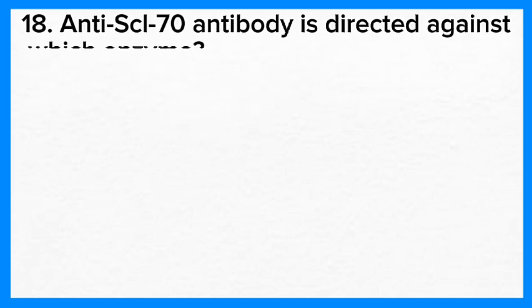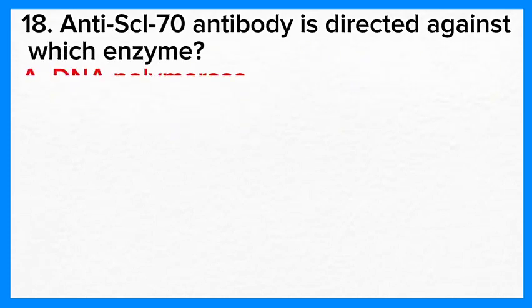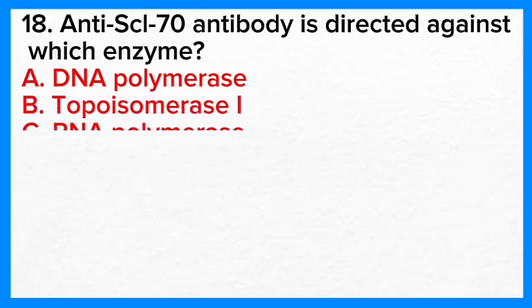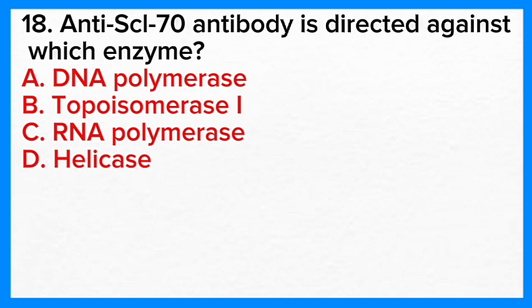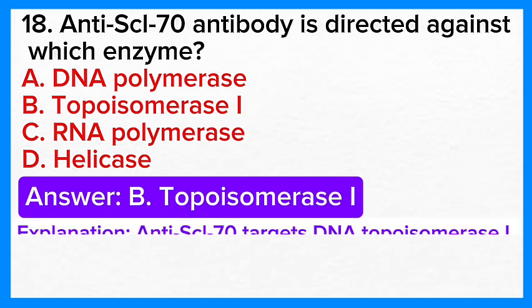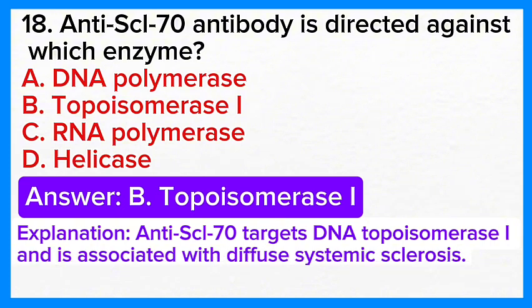18. Anti-Scl-70 antibody is directed against which enzyme? A. DNA polymerase, B. Topoisomerase I, C. RNA polymerase, D. Helicase. Answer: B. Topoisomerase I. Explanation: anti-Scl-70 targets DNA topoisomerase I and is associated with diffuse systemic sclerosis.